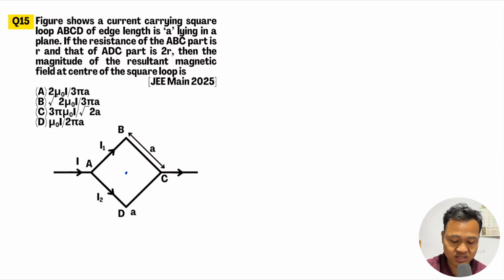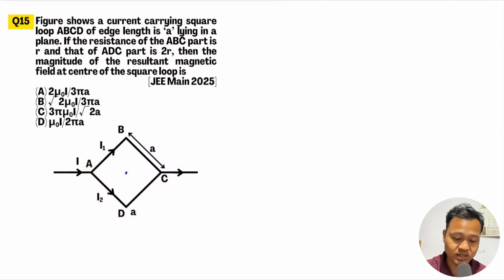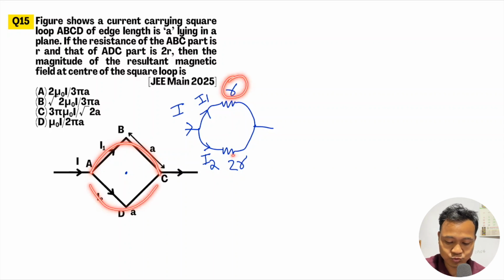Here I can divide this into two parts. Take the ABC part, and I can take the whole thing like this. Suppose current I comes here, it splits into I1 on one side and I2 on the other. The resistance on one path is R and on the other is 2R. The ABC part has resistance R and the ADC part has 2R.